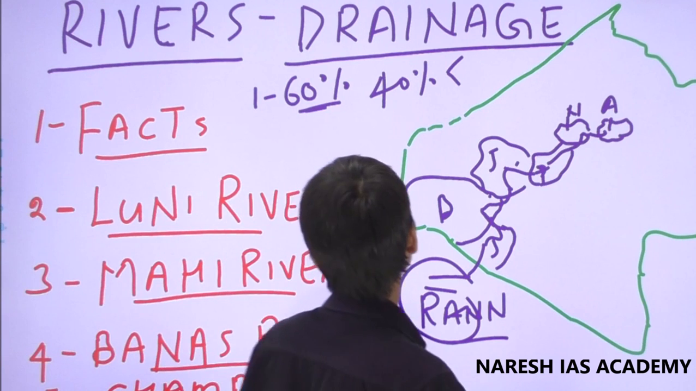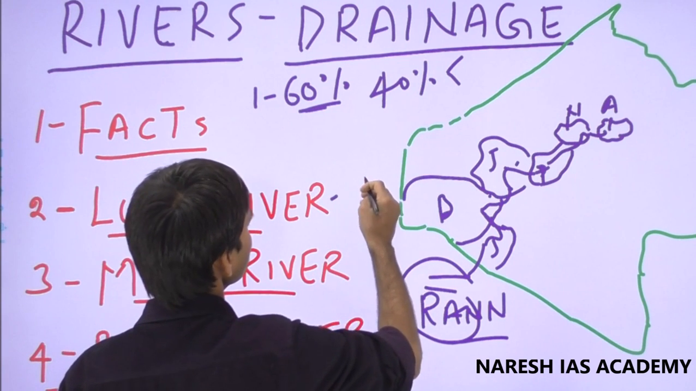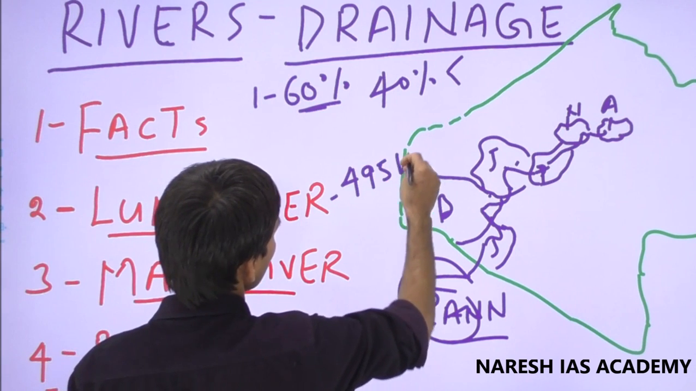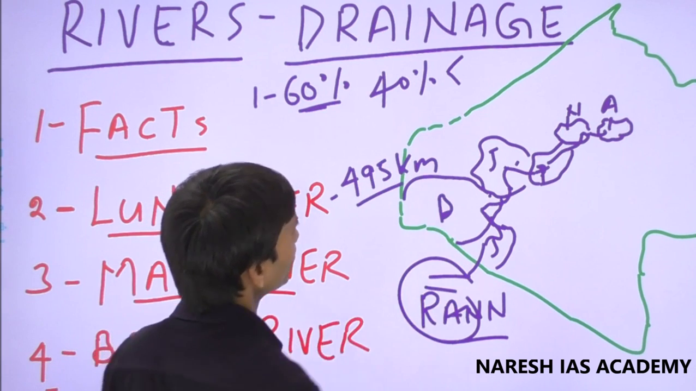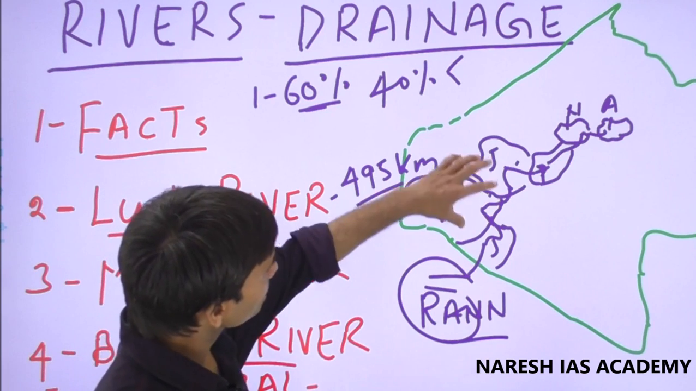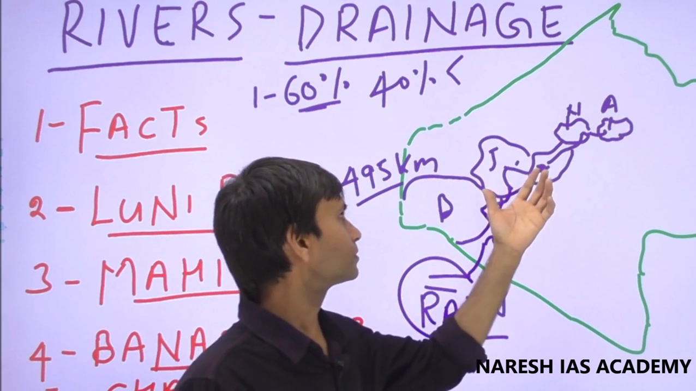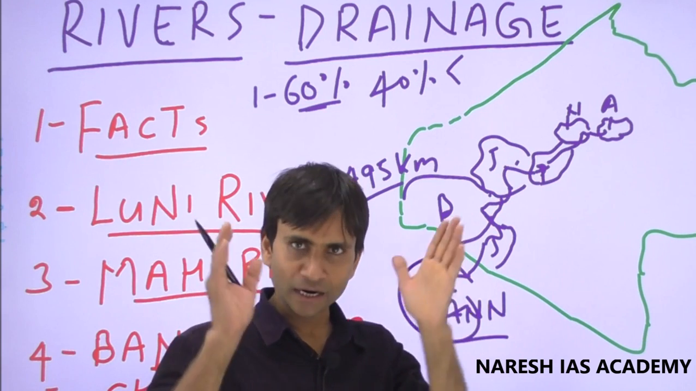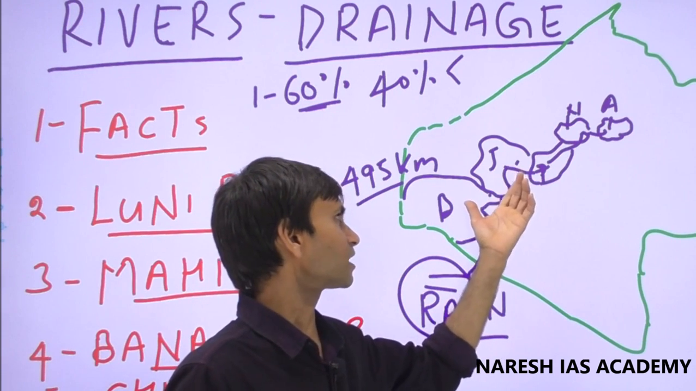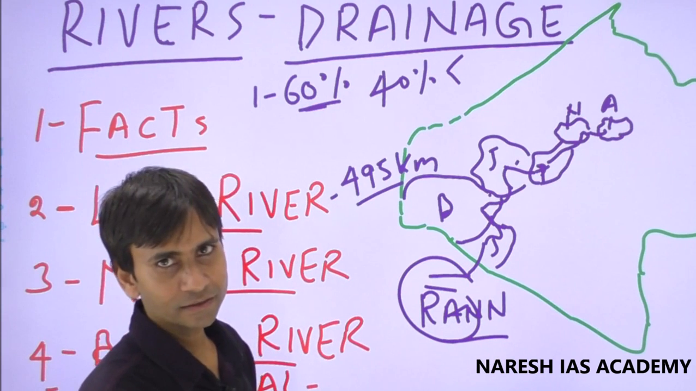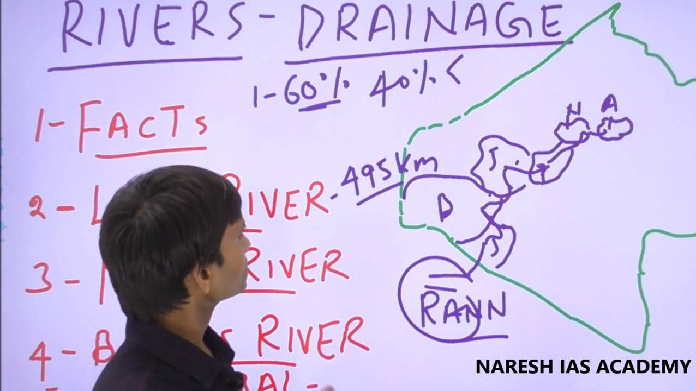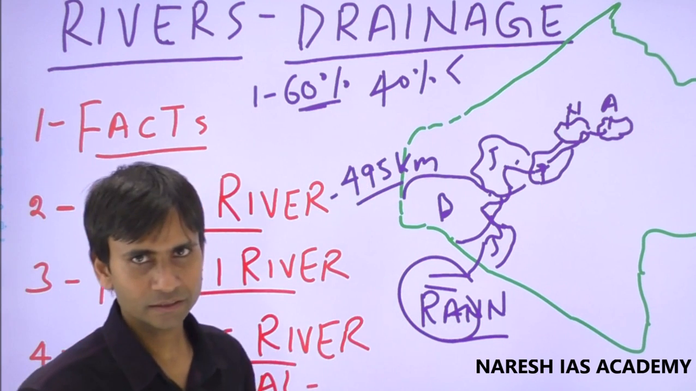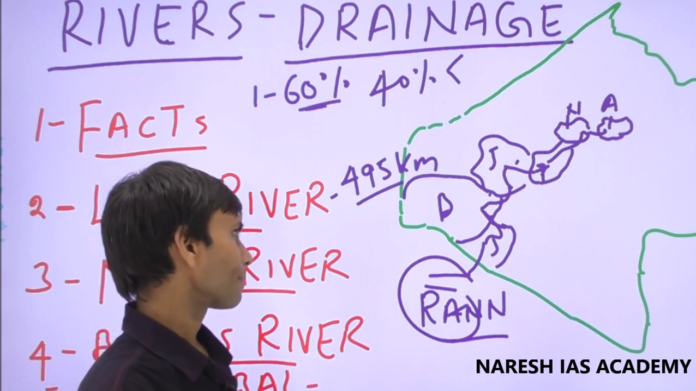Luni river has a total length of about 495 kilometers. This is the length of the Luni river, and the Luni river is called the lifeline of the Thar desert or western Rajasthan, also called the Ganga river of western Rajasthan or the Thar desert. There are some other names of the Luni river, like the Sagarmati and Lavanbati river.